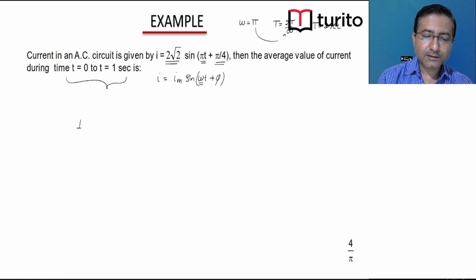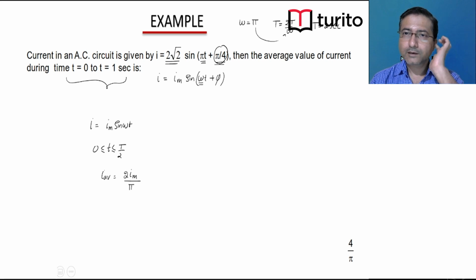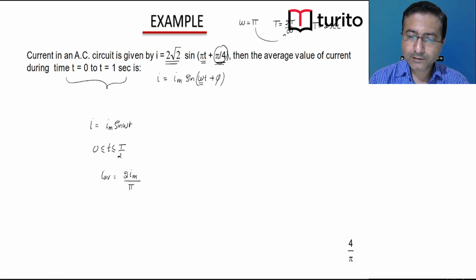And just now we have seen that if I is equal to Im sine omega t, for half of the interval the average value of function comes 2 Im divided by pi. But the problem here is this pi by 4, right? So as we have this one, the graph will be, instead of starting from here going like this, something like this.